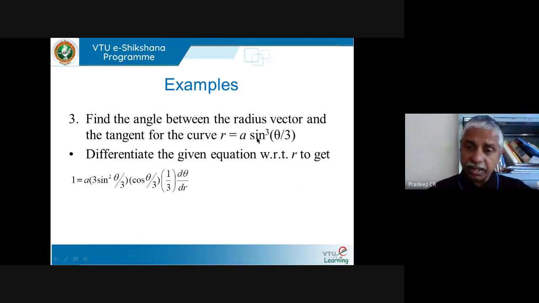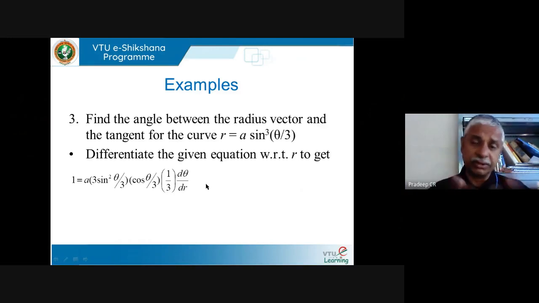Again, I'll explain. The derivative of sine cube theta by 3 is 3 sine square theta by 3 into the derivative of sine theta by 3, which is cos theta by 3, into the derivative of theta by 3, which is 1 by 3 into d theta by dr. So it's the chain rule, repeatedly applied once, twice, thrice, four times. Examiners like these kinds of problems.